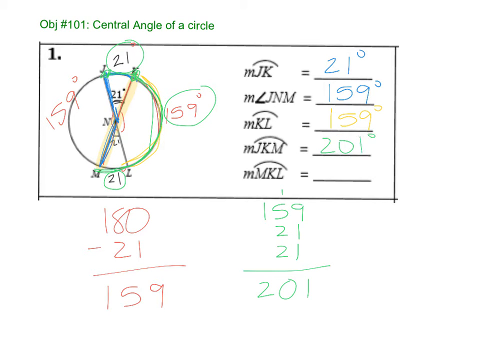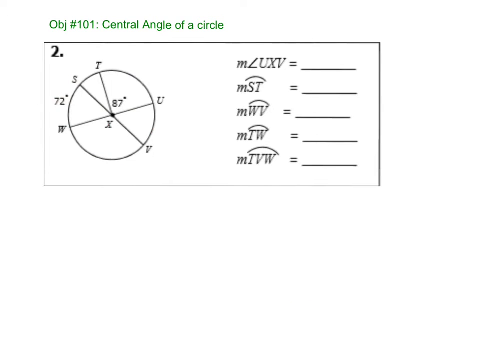And then JKL. Let's look at what that is. I'm going to go to black. Starting at J, then I go to K, and then L. Oh, that's going with the diameter, so that's 180. You could also do 21 plus 159. So notice that highlighters are a really good thing with this.